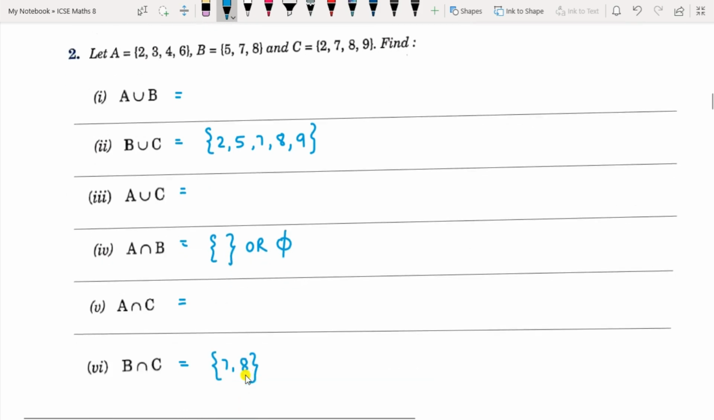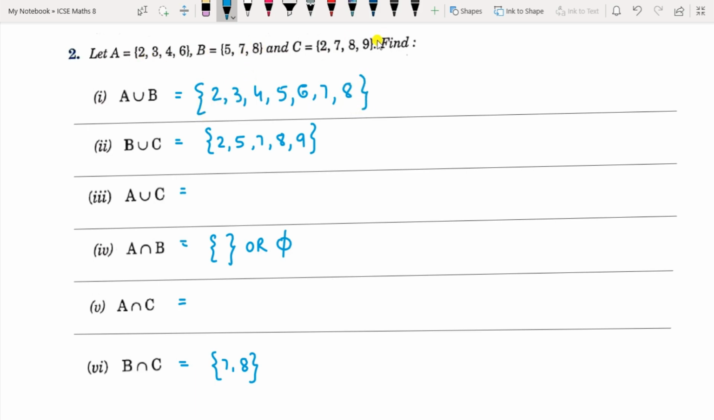Now in the first question the alphabets were given. Now in the second the numerical values have been given. For the set A equal to {2, 3, 4, 6}, B is {5, 7, 8} and C is {2, 7, 8, 9}. So A union B is, write the union of these two. So it will be 2, 3, 4, 5, 6, 7 and 8. That is A union B.